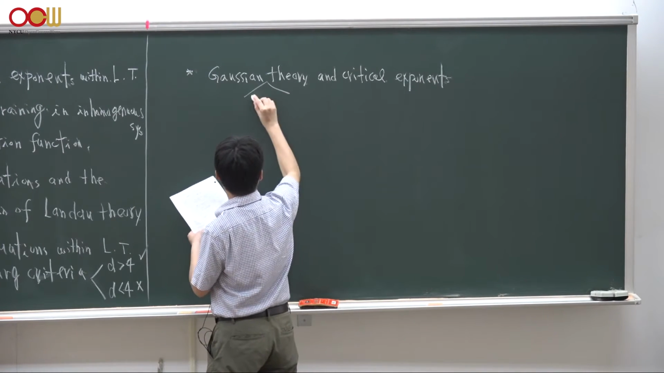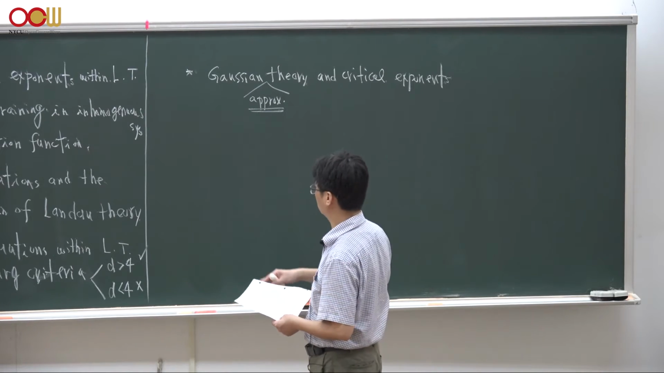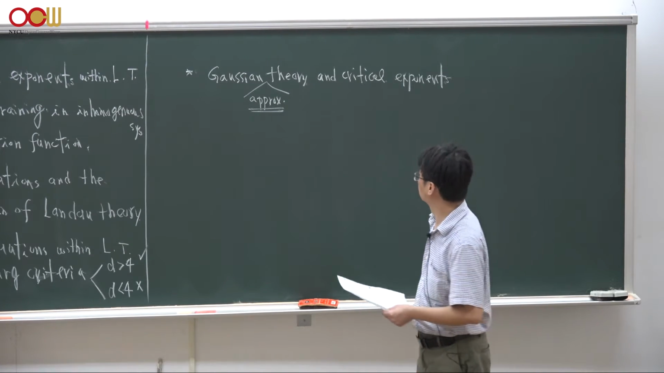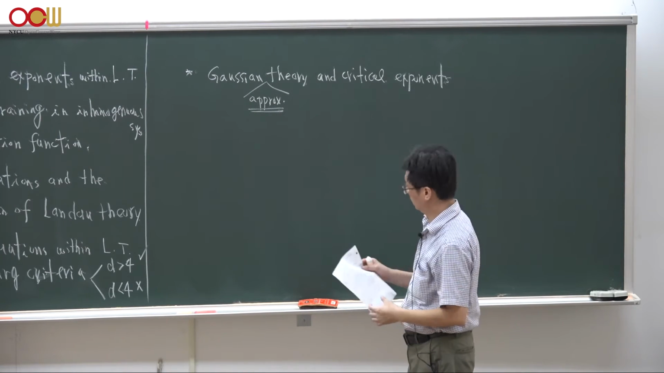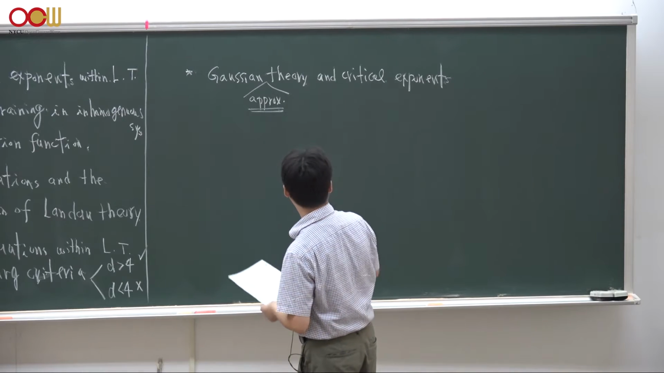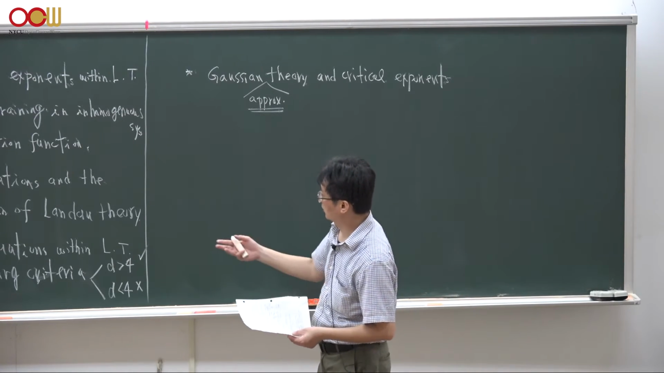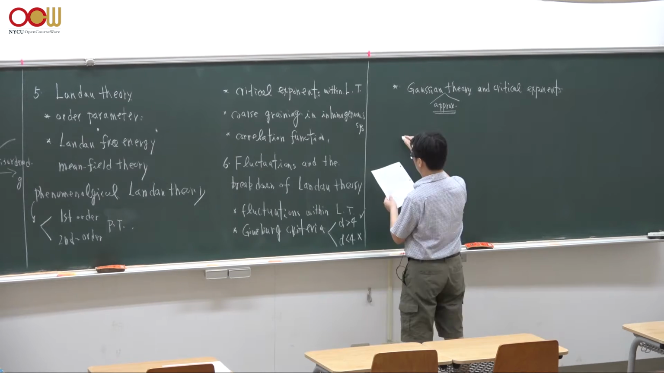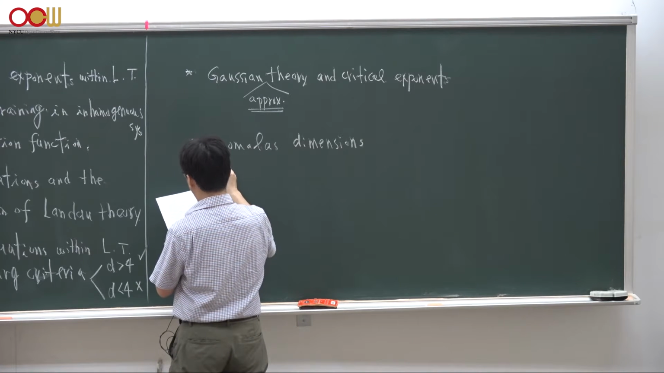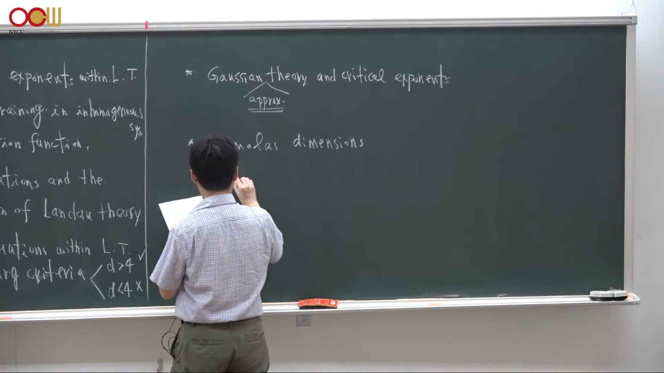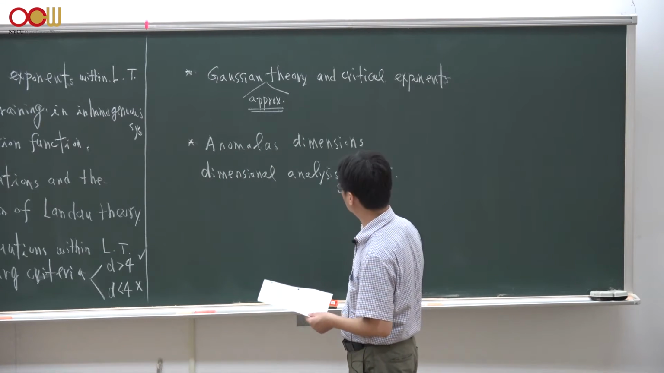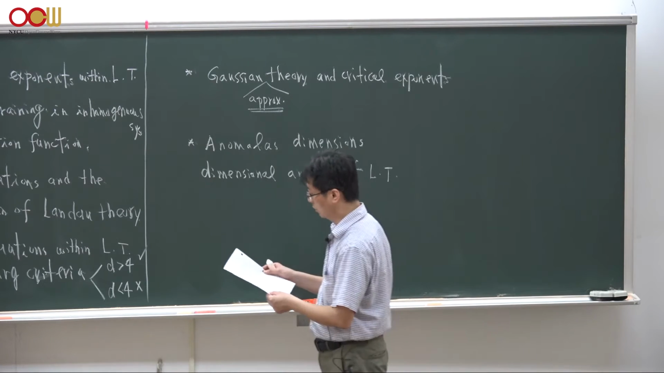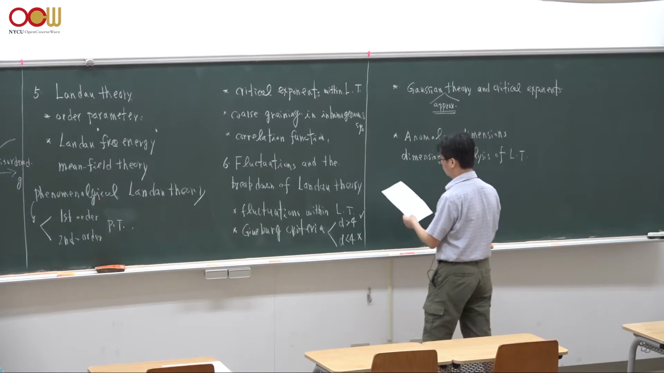The Gaussian theory is an approximation that considers fluctuations above Landau's mean field theory. Based on this Gaussian approximated theory, we can calculate critical exponents, and we should compare these critical exponents with the exponents predicted by Landau's mean field theory. We will also introduce so-called anomalous dimensions, which allow us to do dimensional analysis of the Landau theory, and we will talk about that later. Okay, so anomalous dimensions are involved here when we consider these fluctuations and the breakdown of the Landau theory.